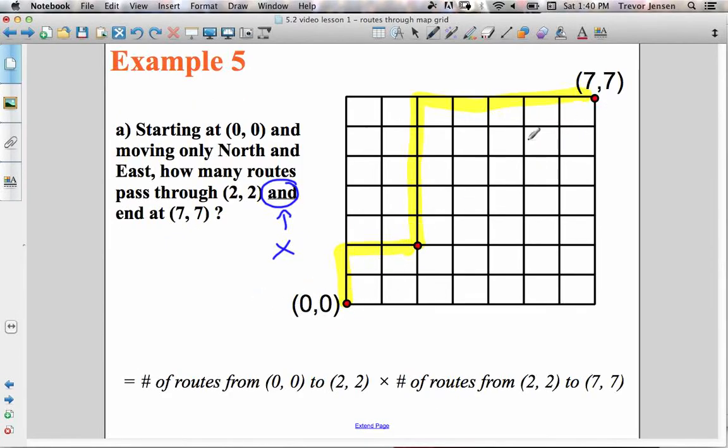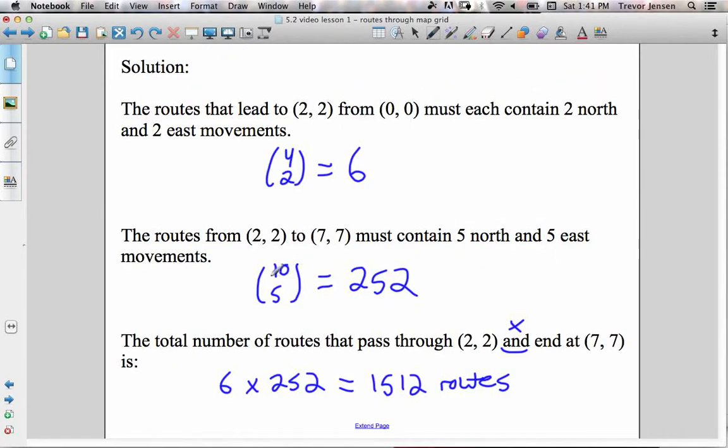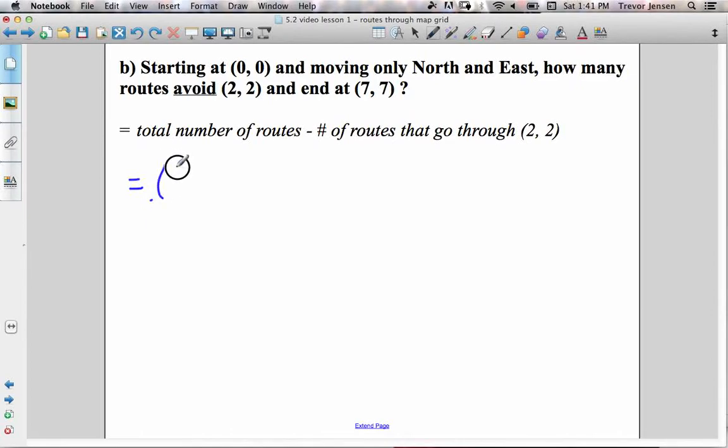To get from (0,0) to (7,7), how many routes can we take? Well, we're going to have to go north 1, 2, 3, 4, 5, 6, 7, and east 1, 2, 3, 4, 5, 6, 7. So there are 14 moves we're going to have to make. Of those 14, 7 are going to be north, 7 are going to be east. So how many ways could I choose 7 to be north or 7 to be east? Just do 14 choose 7. And then I'm going to subtract the number of routes that pass through (2,2), and the result will be the number of routes that do not pass through (2,2), going from (0,0) to (7,7).